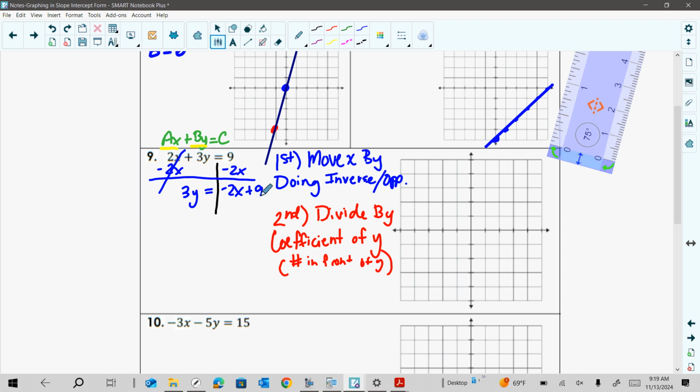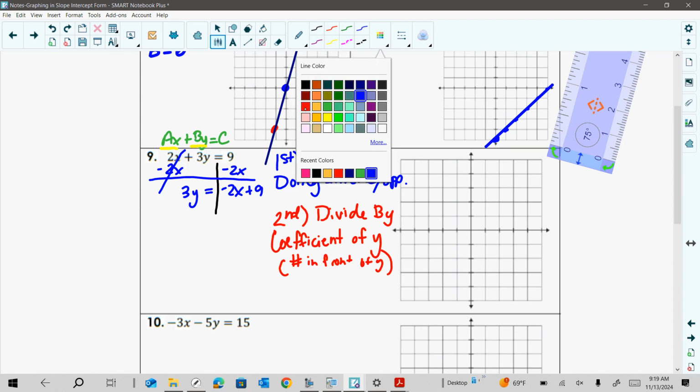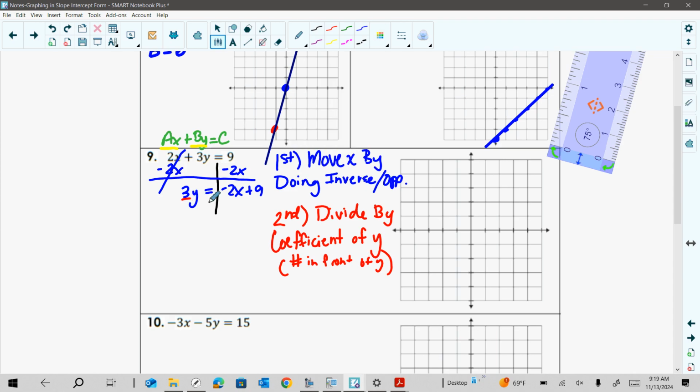Instead of vertical 9 minus 2x up and down, we're going to write the x term first and then the constant. Constant always comes last whenever we're writing out equations, okay? All right, then step 2 says divide by coefficient of y. That's the number in front of the y. The number in front of the y here is 3. So each term is going to be divided by 3.